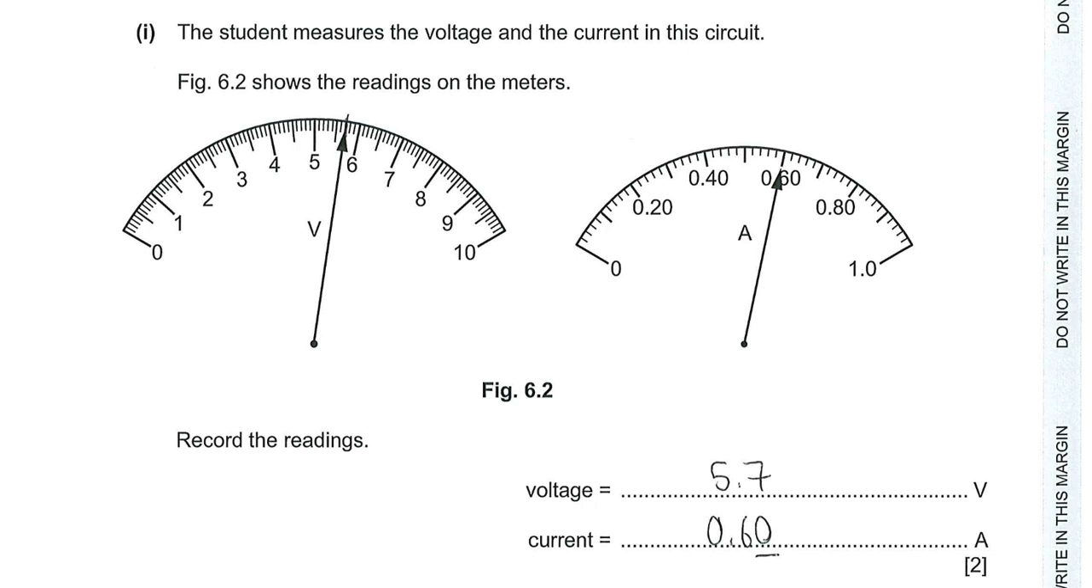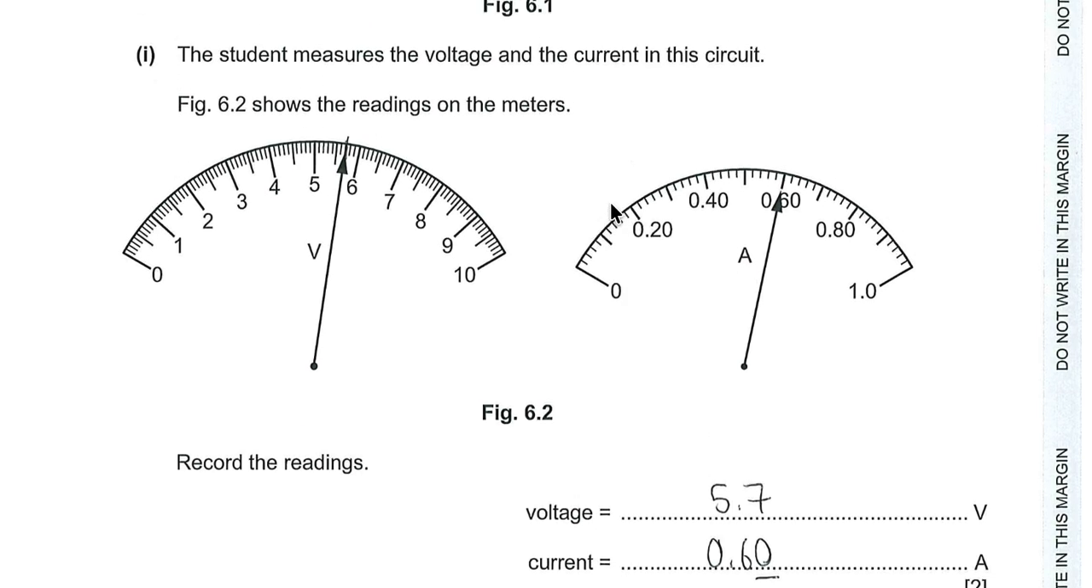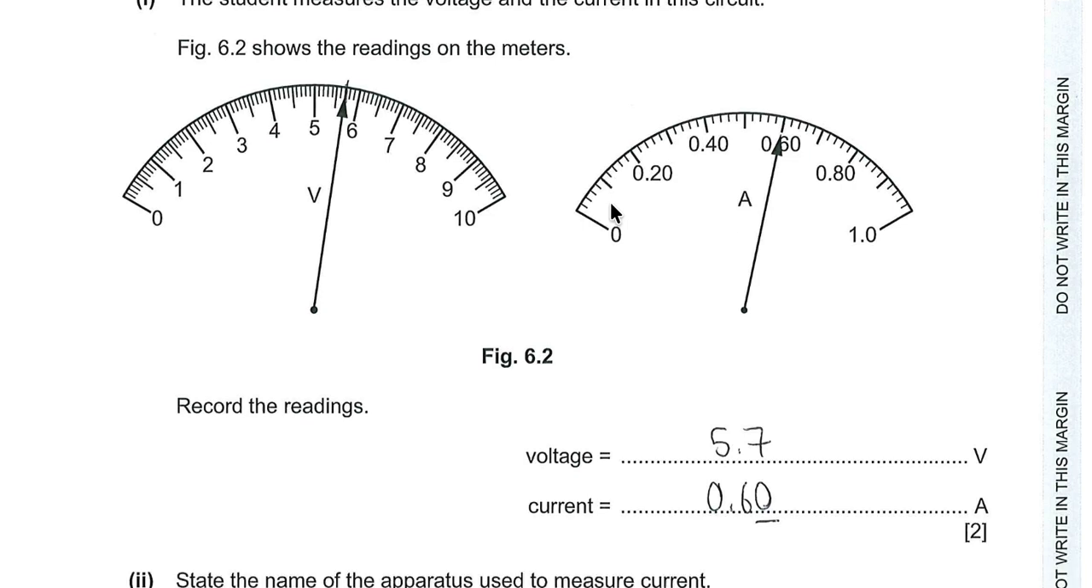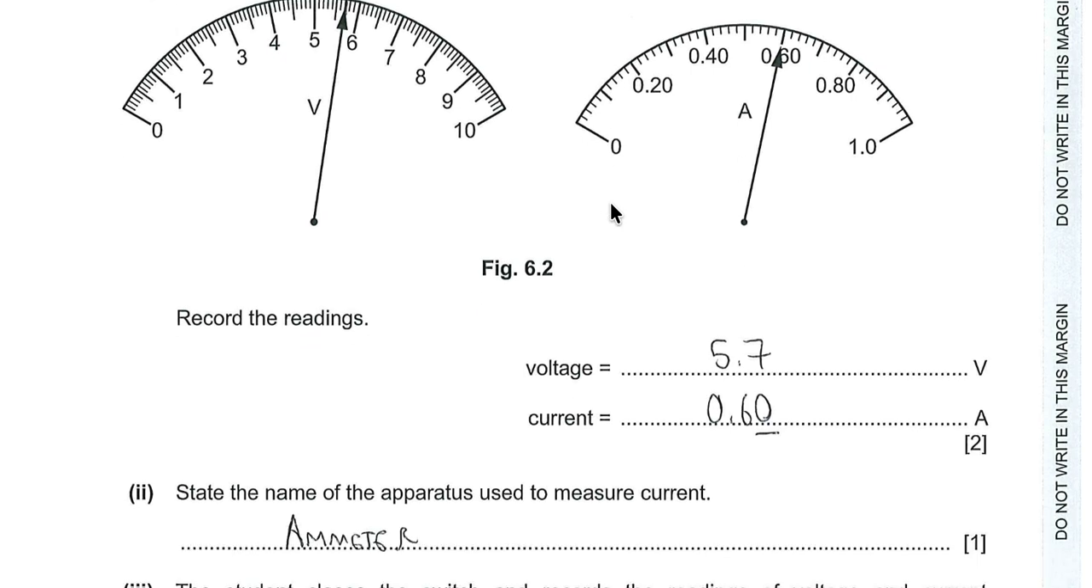Thank you very much. Now, we've got our two answers there, 5.7 and 0.60. Next question: state the name of the apparatus used to measure current. It is a current meter. No, it's an ammeter. An ammeter, not an amp meter, please. The ammeter symbol is a circle with an A.